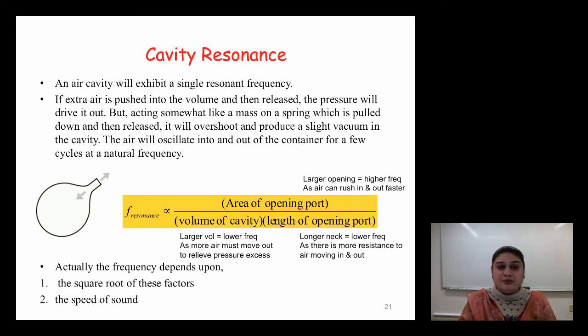An air cavity will exhibit a single resonant frequency. If the air is pushed into the volume and released, then the pressure will drive it out. But acting somewhat like a mass on a spring, which is pulled down and then released, it will overshoot and produce a slight vacuum in the cavity. The air will oscillate in and out of the container for a few cycles at its natural frequency. So the frequency depends on the area of the opening, the volume of the cavity, and the length of the opening port. The frequency actually depends on the square root of these factors and the speed of sound.